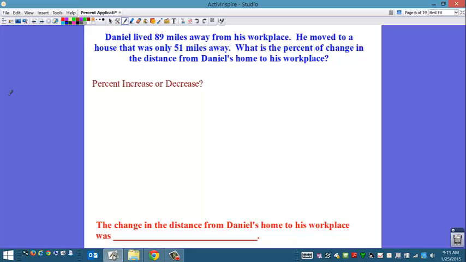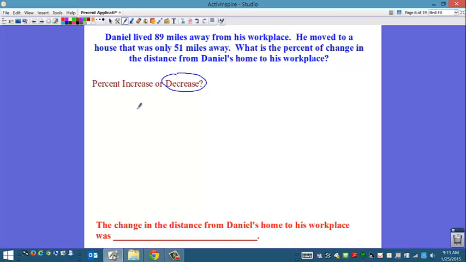Daniel lived 89 miles away from his workplace. He moved to a house that was only 51 miles away. What is the percent of change in the distance from Daniel's home to his workplace? Well, are we talking about a percent increase or a decrease? He started at 89 and he moved to 51, so that is a decrease.